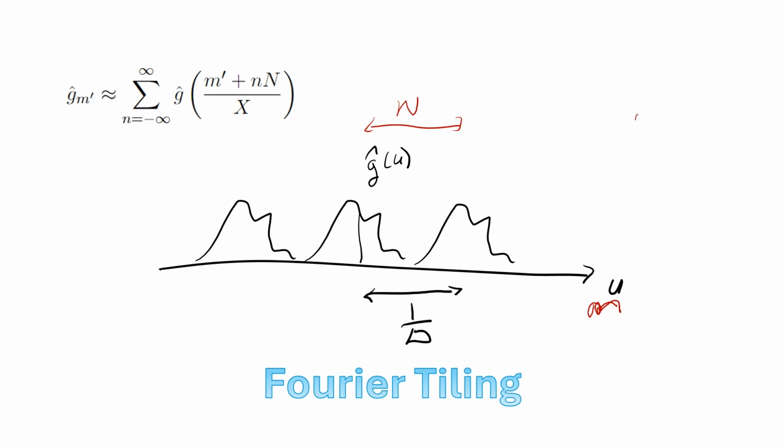But u, we saw, is equal to something like m over x. And so if the period in the discrete index is n, the period in u is equal to n over x. X here is the extent of the spatial sampling function. It's n times delta, where delta is the pixel pitch. So the period in u is 1 over delta. So we see these copies of the Fourier transform of the underlying signal distribution separated by 1 over delta.